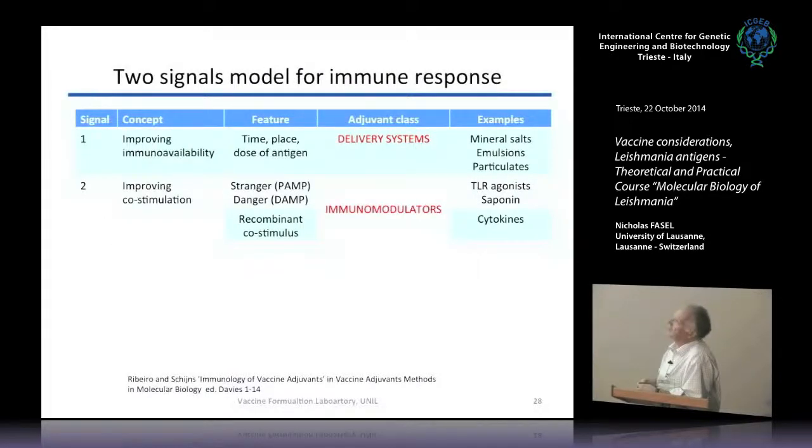So how do they work? You have two types of adjuvants. You have the ones which are what is called delivery systems, and some which are immunomodulators. Delivery systems can improve the immunoavailability, and the immunomodulators improve the response by working as co-stimulators. We will talk about that, about PAMs and DAMs. The examples for delivery systems are mineral salts, emulsions, or particulates, and for immunomodulators you can have TLR agonists, saponin, or you could imagine cytokines.